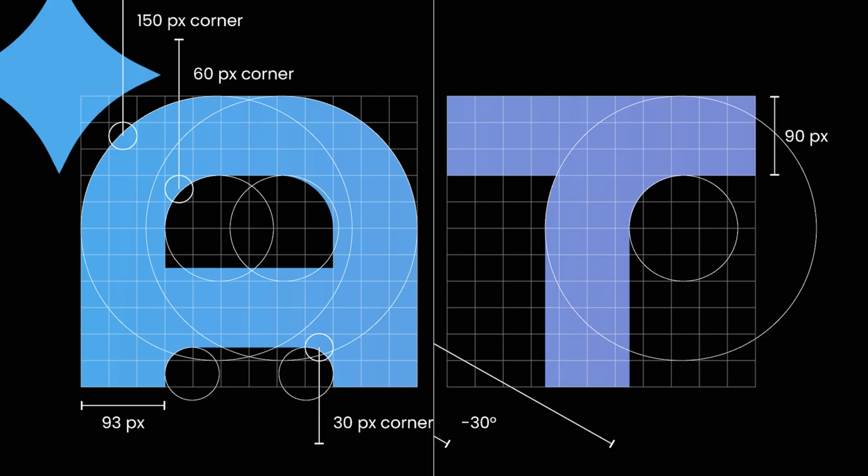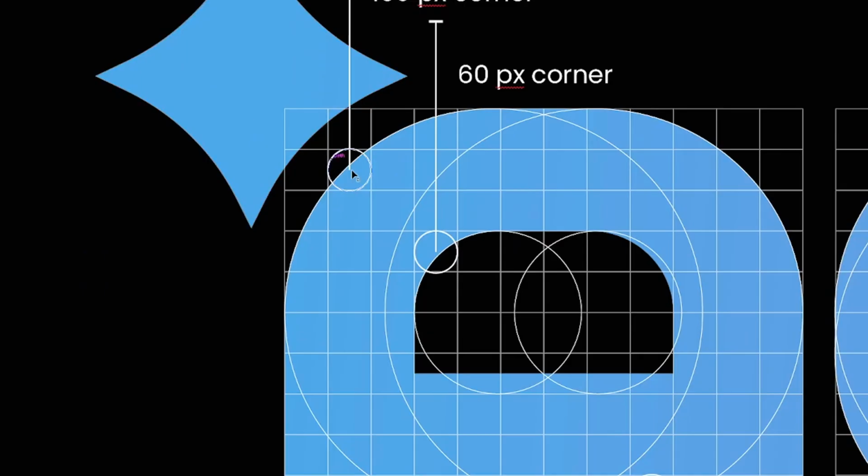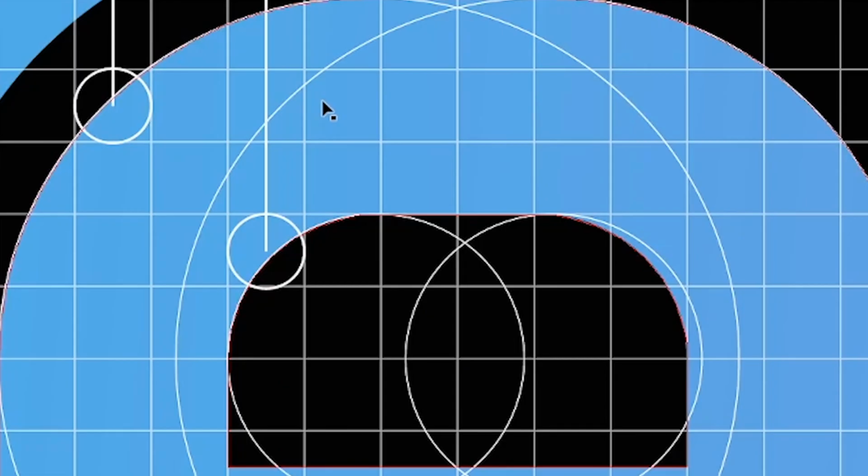The curvature at the top of the A is a 150 pixel corner. So that's 30 times 5, right? Inside corner is 60 pixels. It's 30 times 2. This technique is called nesting your corners, and whenever you have two curves on the same corner, you want the roundness of the inside curve to equal the roundness of the outside curve minus the distance between the two. In this case, we have a 150 pixel round corner on the outside edge.